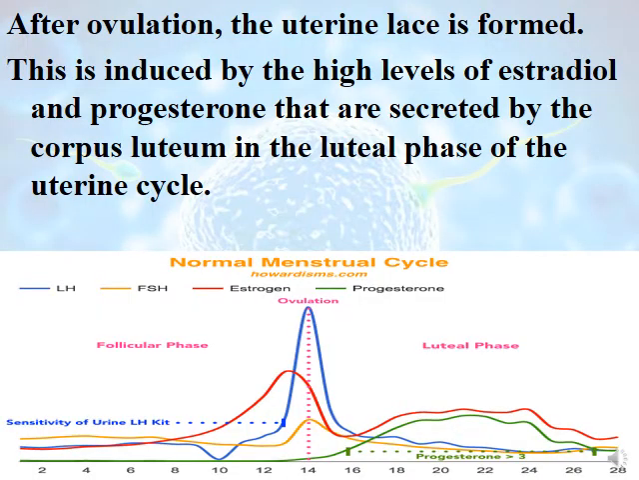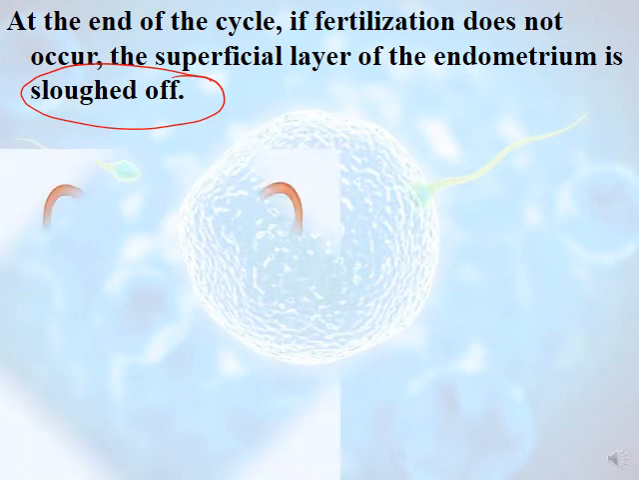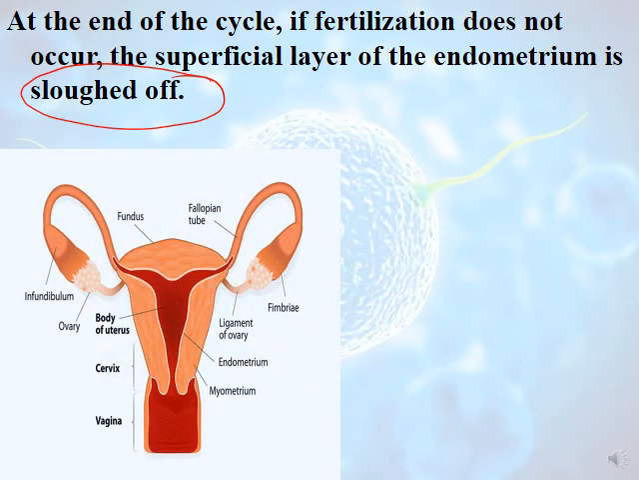So after ovulation, the uterine lace is formed. This is induced by high levels of estrogen and progesterone that are secreted by the corpus luteum in the luteal phase of the uterine cycle. At the end of the cycle, if there is no fertilization, the endometrium is sloughed off. Then we have menses, so menstruation will occur. So if there is no fertilization, the endometrium will undergo sloughing, and this sloughing will lead to the bleeding.